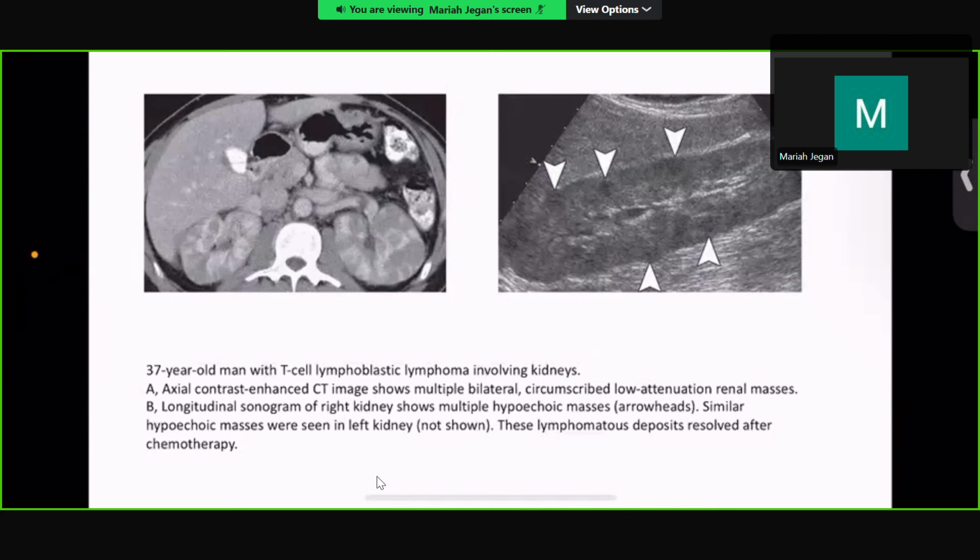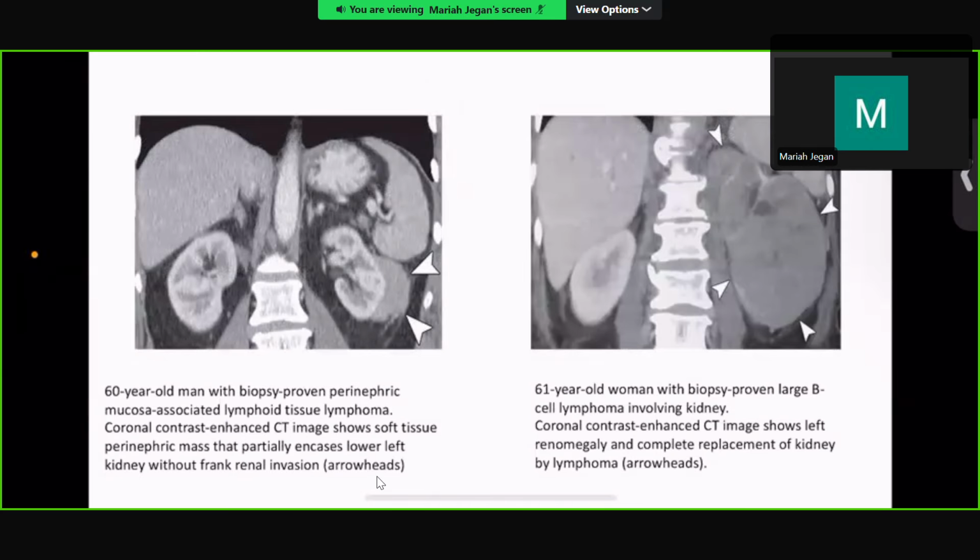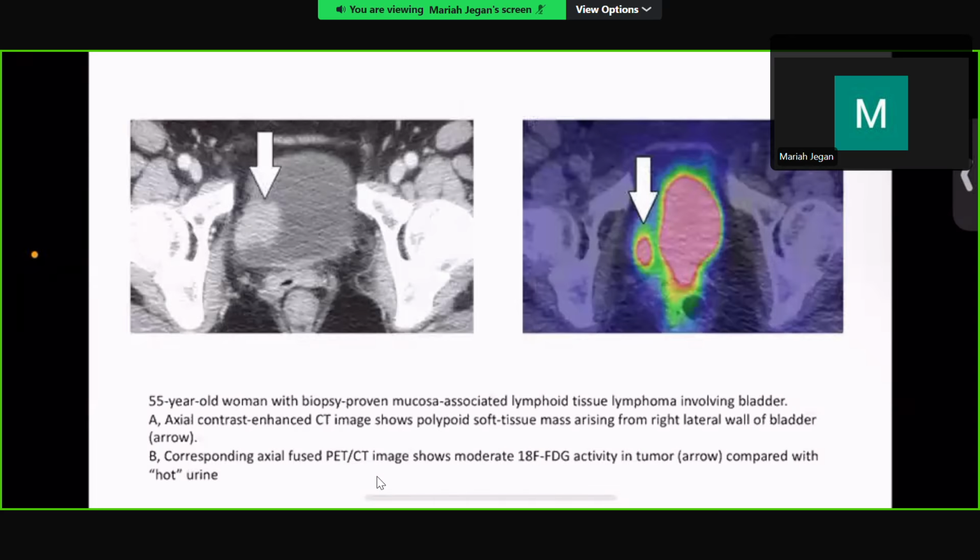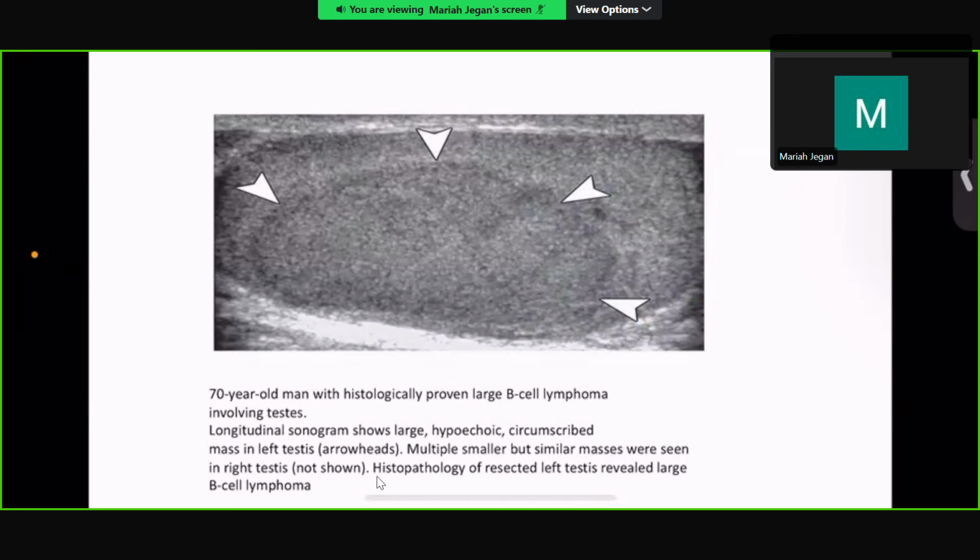Here on CECT, we see multiple bilateral circumscribed low attenuation renal masses, and on ultrasound, we see multiple hypoechoic masses. Here also on CT imaging, we see a soft tissue perinephric mass that partially encases the left lower kidney without frank renal invasion. Here, testicular involvement is shown in this image.